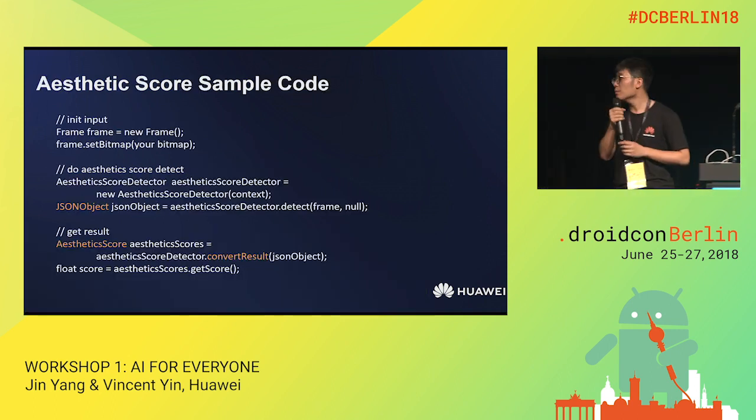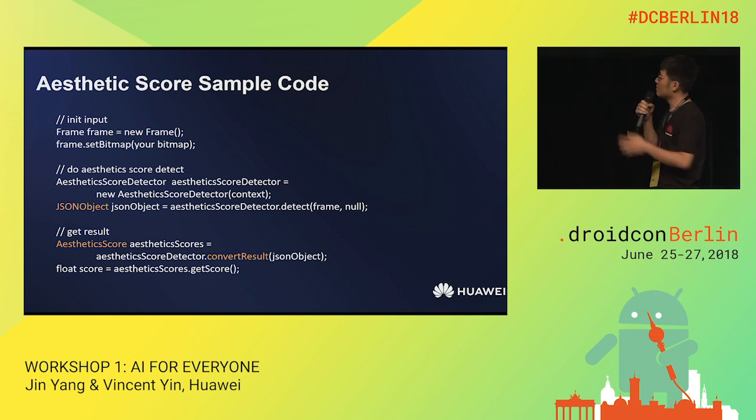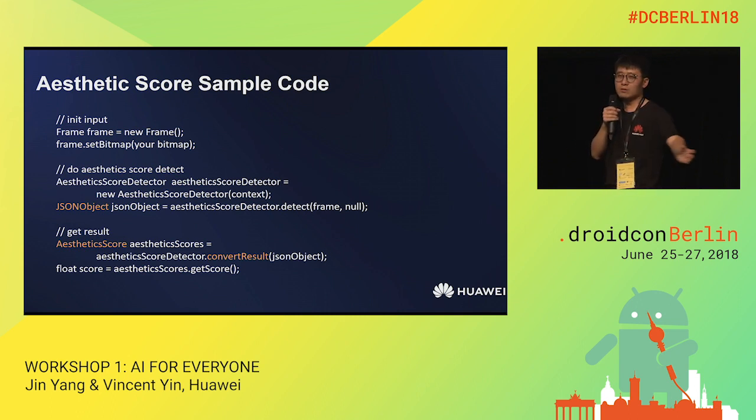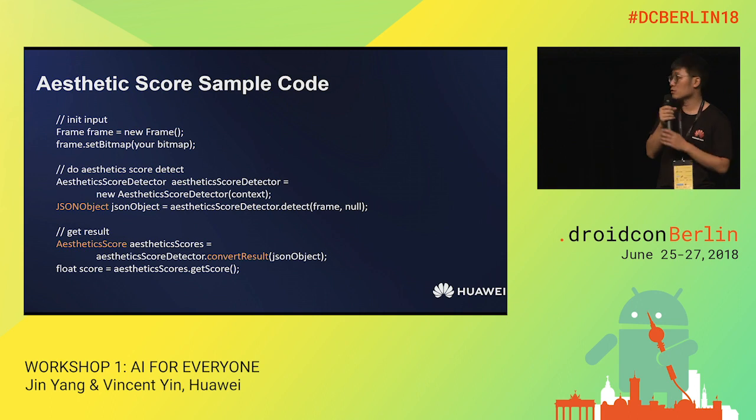Okay, the similar code. And as the design of the APIs is really simple, here I want to show you some details about the design of the API. You can pay attention to the detect return. We offer the JSON object. And we also offer the convert result method to get a Java class. So this is exactly what we do. For web developers, you may feel comfortable when you see the JSON object. And for native Android developers, you may prefer the Java class. This is what we designed.